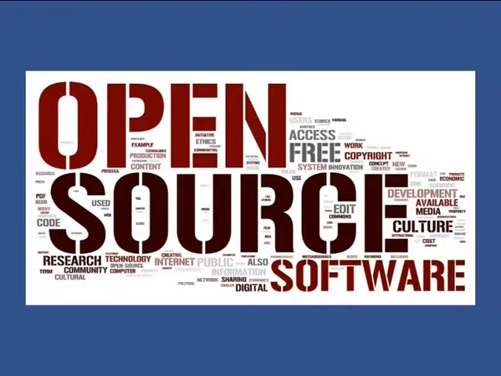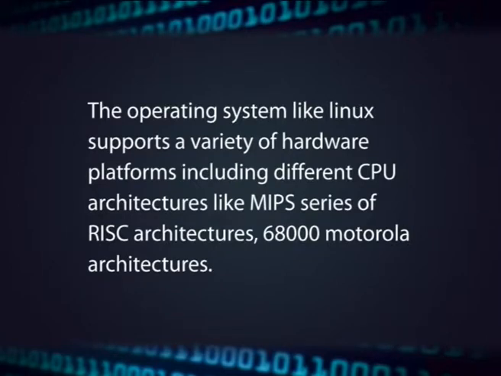That means the source code of the Linux operating system and all its internal functions along with their input output interfaces are available in the public domain. Therefore, it can be readily examined, understood and modified by anybody with requisite skills. The Linux operating system is a complex piece of code and is difficult to understand without appropriate training. The operating system like Linux supports a variety of hardware platforms including different CPU architectures like the MIPS series of RISC architectures, 68000 Motorola architectures, etc.